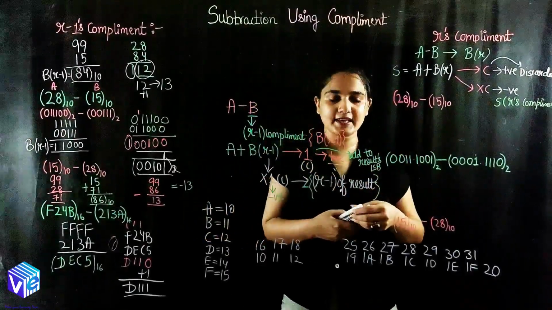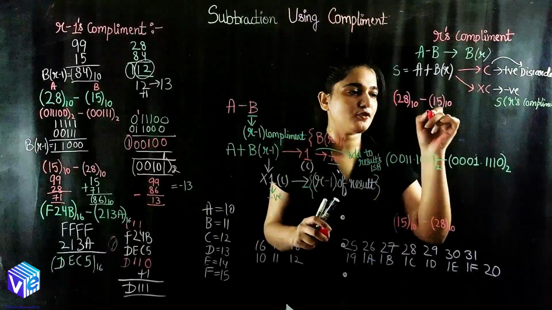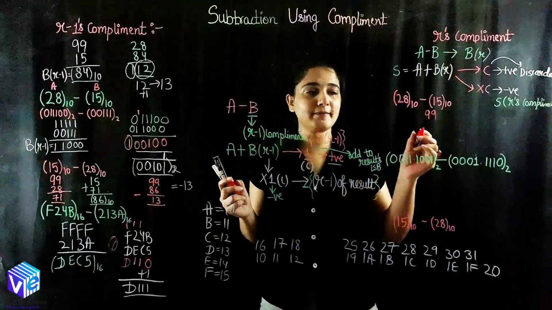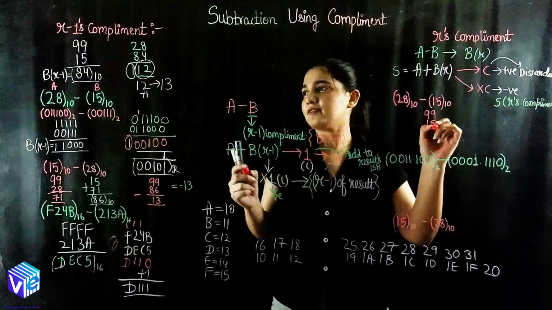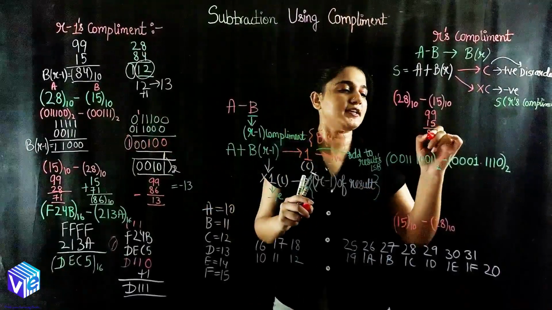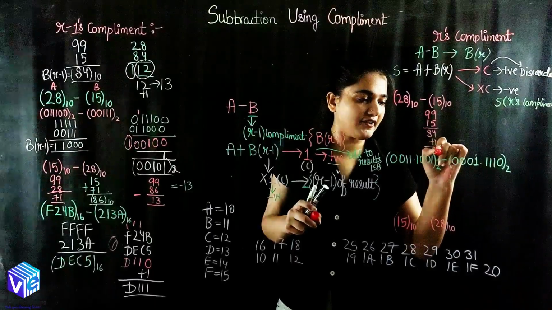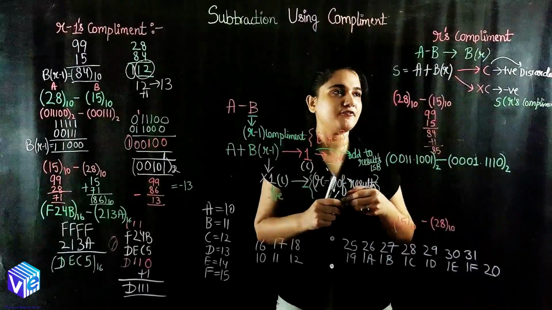28 minus 15. First of all, we have to find the r's complement of 15. So what was r's complement? I was taking the r minus 1's complement and then adding 1. So 99 minus 15, we have already computed it. It was 84 plus 1. So we have 85. So 85 is my r's complement of b.